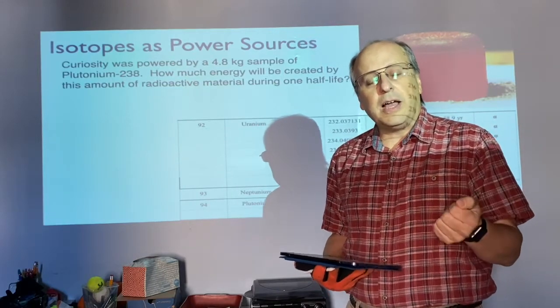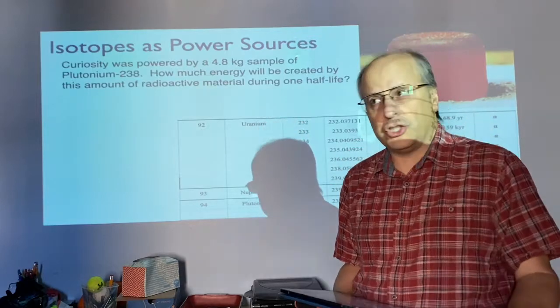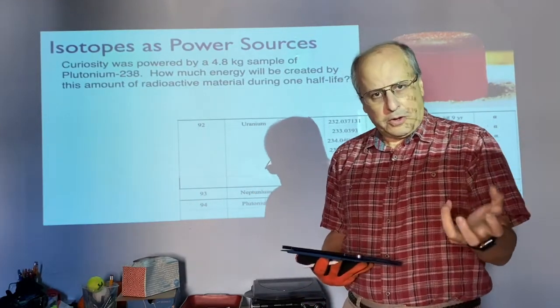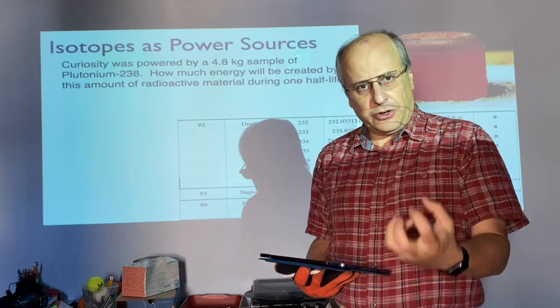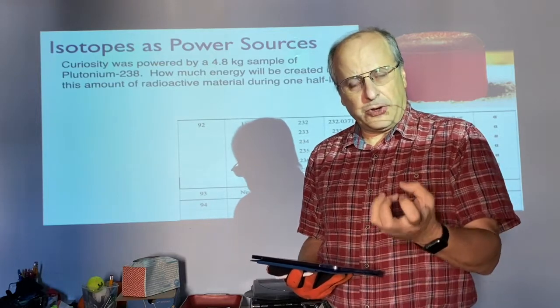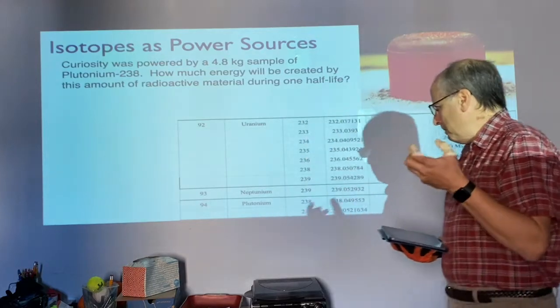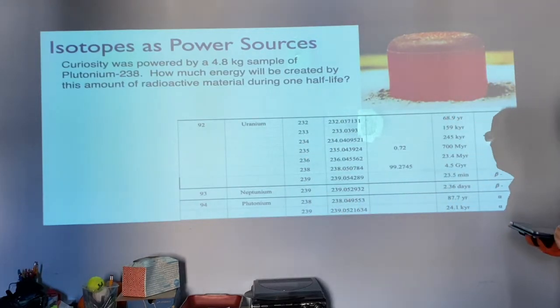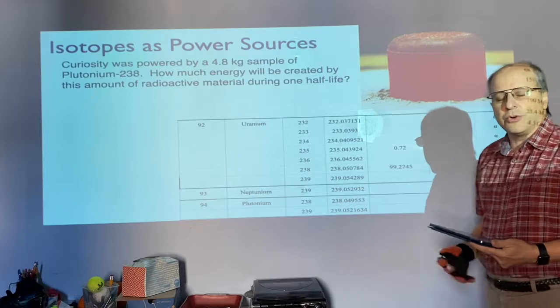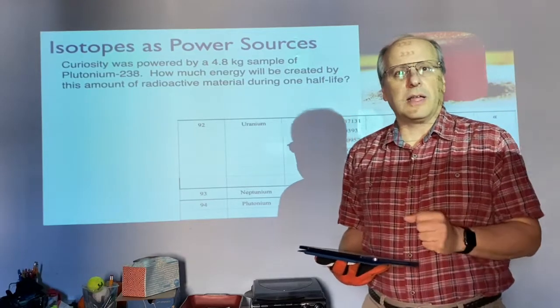Okay? Every time a nucleus decayed and shot a particle out, that particle was captured and that energy was turned into heat, which could then be turned into electricity. Okay? So they could then use this radioactive source as their energy source for a really long time.